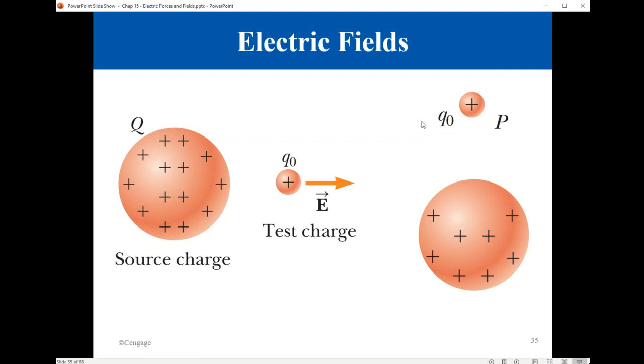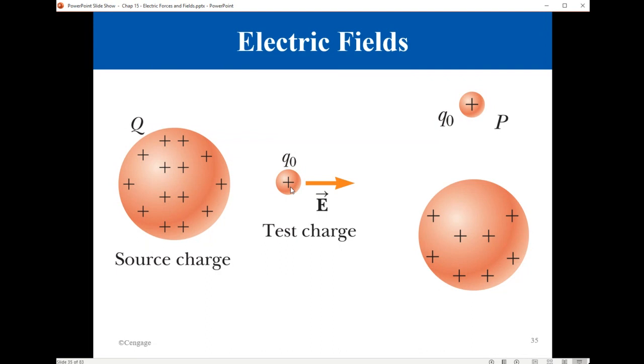Now, rather than talking about Earth as the source of the field, we talk about a charged object like this sphere. This is the source of the field. It can act on other charges. If they are of the same type, it will repel them. If they are of different type, it will attract them.